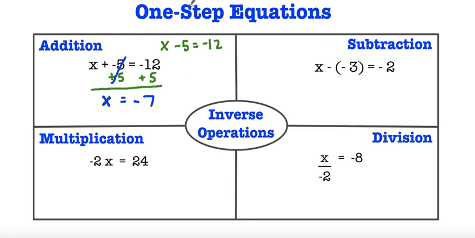So here I have x minus negative 3 is equal to negative 2. So here, same thing. I have two negatives. And the opposite of negative 3 is actually positive 3. So this is actually the same thing as x plus 3 is equal to negative 2, technically making this an addition problem. And if I want to isolate x and get it by itself, I'm going to have to subtract by 3 on both sides.